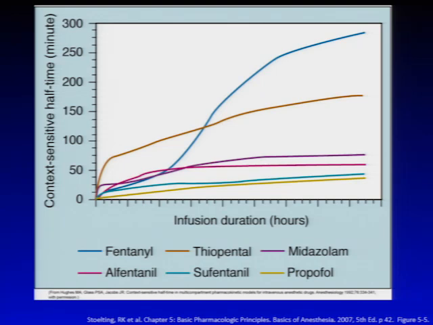If we look at this graph here, we see a number of our anesthetic drugs plotted as context-sensitive half-time as it relates to the infusion duration. If we look at the yellow line, which is propofol, we can see there's a fairly linear and predictable context-sensitive half-time increase as the infusion duration increases. Other drugs, such as fentanyl, have portions of the graph that are linear, but portions that are exponential, and thus calculating the context-sensitive half-time may not be quite as reliable.